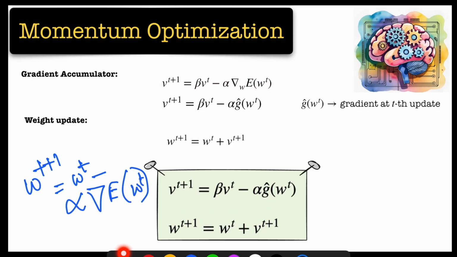Now Vt, I am writing it this way: g hat of Wt, which is easier and simpler to represent. G hat of Wt is the gradient at the tth update, and our weight update will be Wt plus 1 equals Wt plus Vt plus 1. Earlier we were adding minus alpha times this gradient, right? Instead of that, now we'll add this Vt plus 1. That is the change in our momentum optimizers. So this is the momentum optimizer formula.